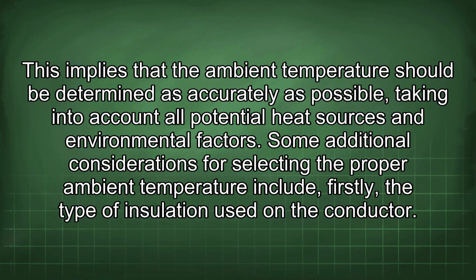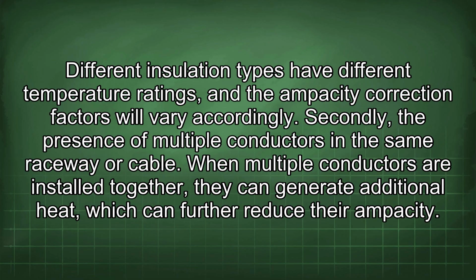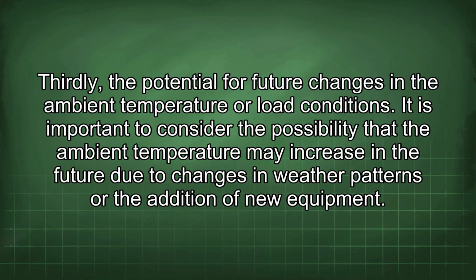and environmental factors. Some additional considerations for selecting the proper ambient temperature include: firstly, the type of insulation used on the conductor. Different insulation types have different temperature ratings, and the ampacity correction factors will vary accordingly. Secondly, the presence of multiple conductors in the same raceway or cable. When multiple conductors are installed together, they can generate additional heat, which can further reduce their ampacity. Thirdly, the potential for future changes in ambient temperature or load conditions.